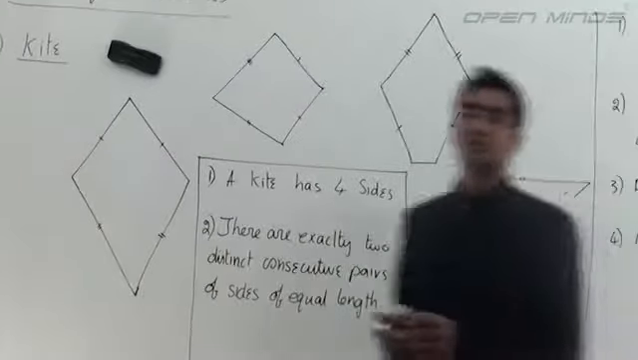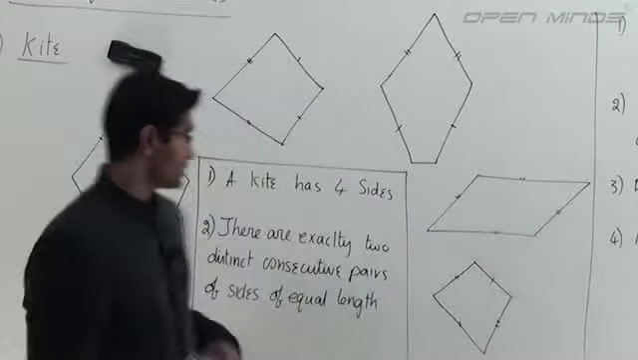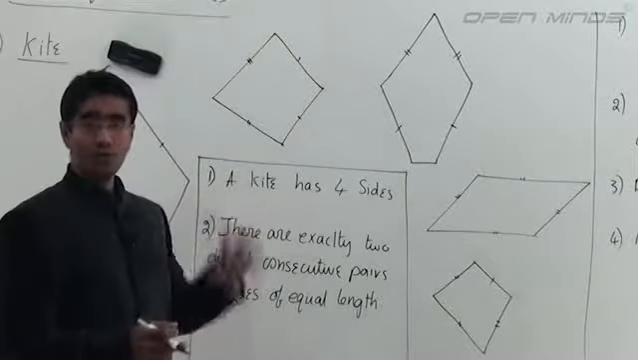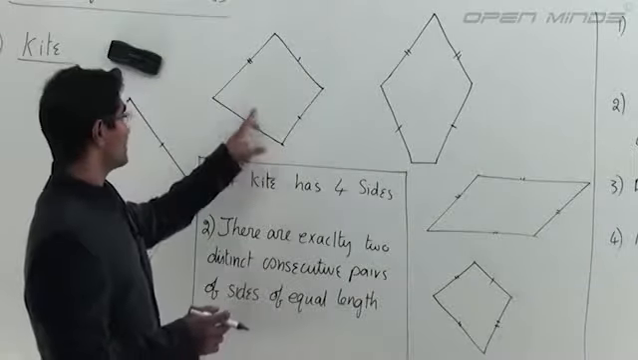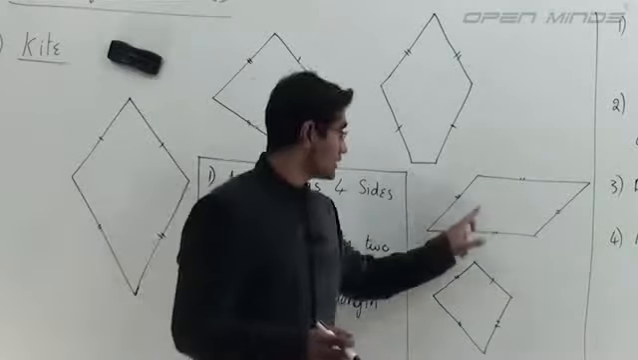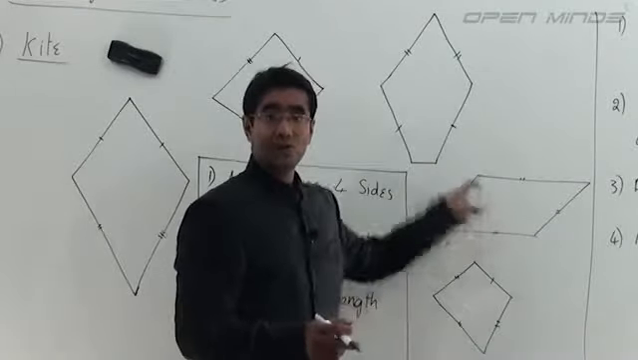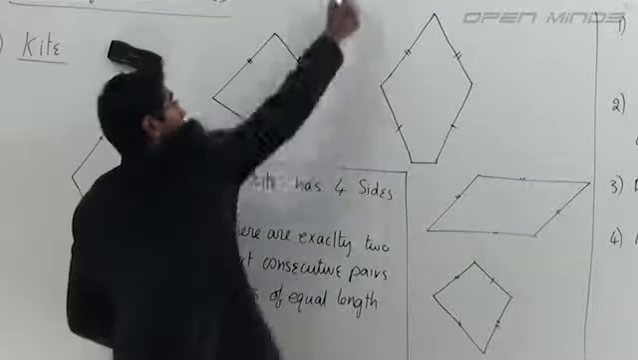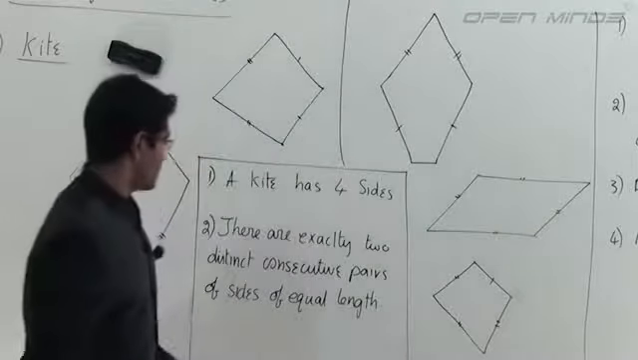What makes a quadrilateral a kite? There are two conditions. The kite has to have four sides only. So this one has four sides, this one has four sides, even this one has four sides. Why are they not kites?